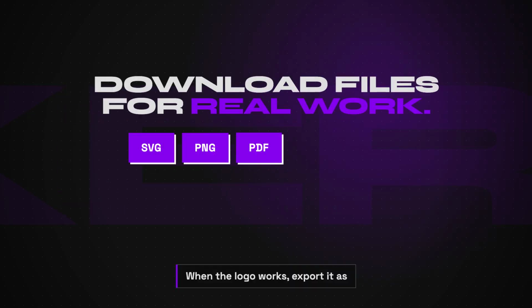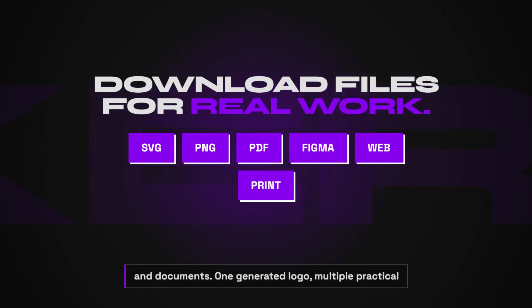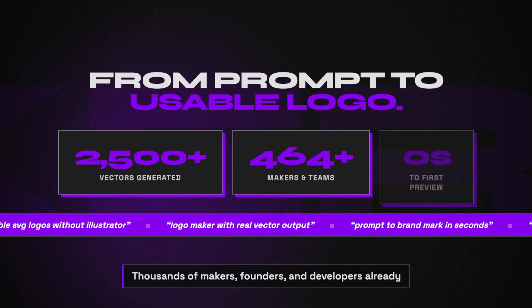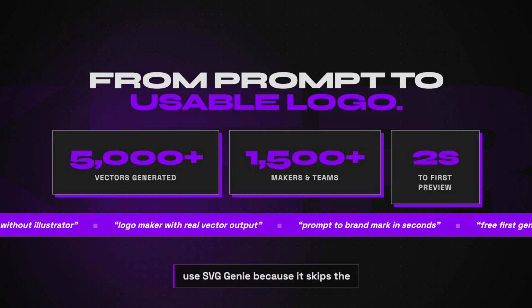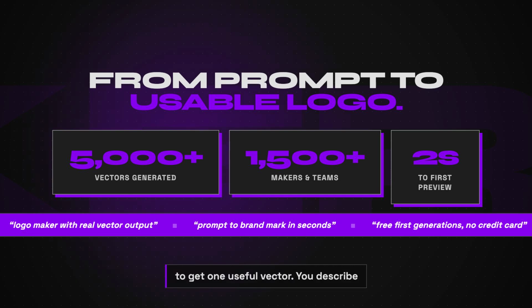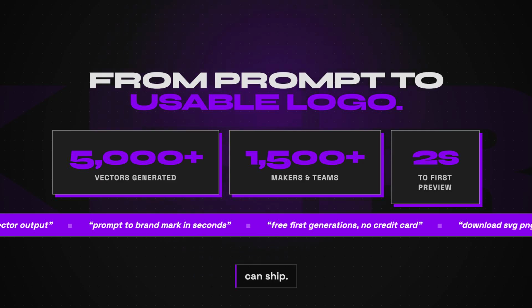When the logo works, export it as SVG for websites and design tools, PNG for quick sharing, or PDF for print and documents. One generated logo, multiple practical formats, no blurry upscale, no redraw. Thousands of makers, founders, and developers already use SVG Genie because it skips the painful middle step. You do not have to learn a full design app just to get one useful vector. You describe the logo and get a file you can ship.